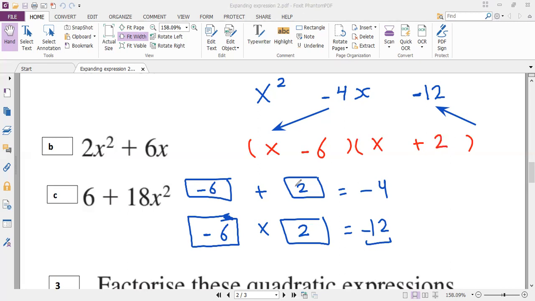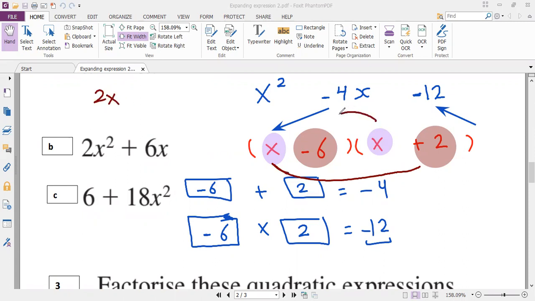And we can check it out. If we multiply the x by x, it's x squared. And if we multiply negative 6 by 2, it's negative 12, the second by the second. And if we multiply the extremes, it's 2x. And if we multiply the means, it's negative 6x. Adding them, it will be negative 4x. So in the middle, negative 4x. Okay.